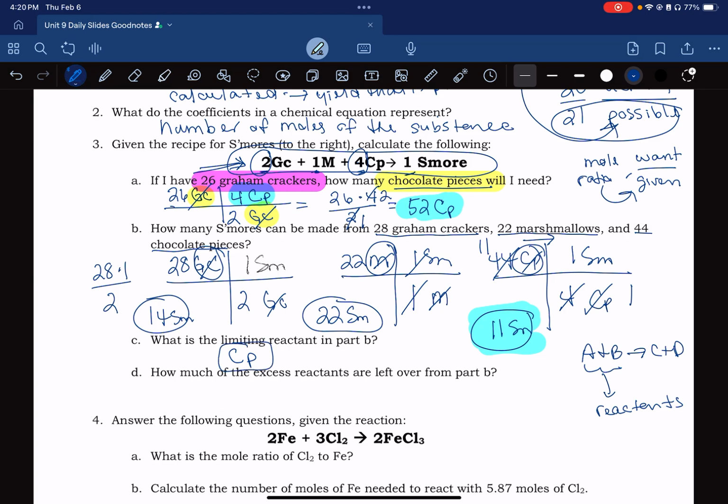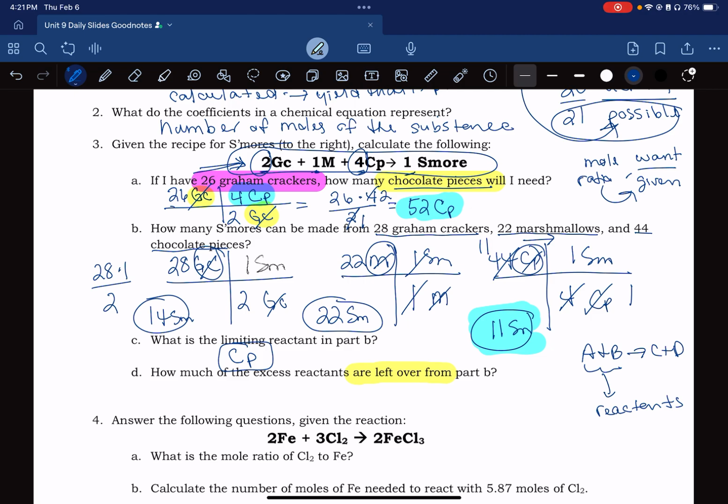And then it says how much of the excess reactants are left over from part B. So I'll be real honest. We did not talk in class about this, I never had you actually calculate how much was left over. The real value in this question for you guys is understanding that excess reactants are left over, that they will have leftovers. But let's just go ahead and conceptually walk through this.